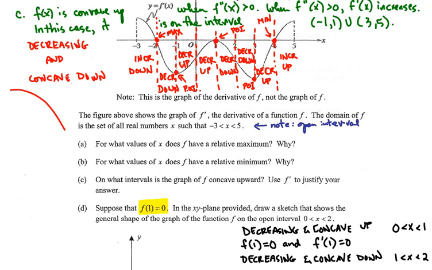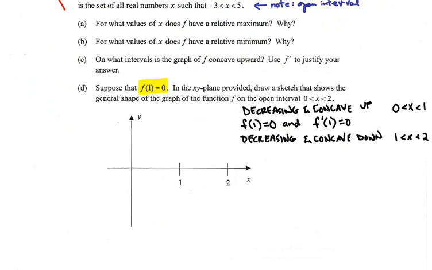All right, I'm just going to quickly go ahead and graph that information. Decreasing and concave up from 0 to 1, f of 1 is 0. Following this, I'm decreasing and concave down from 1 to 2, and making sure I hit the point 1, 0 and have a horizontal tangent at x equals 1. And that's all there is to that. Okay, so we overdid this problem, but it should be helpful in understanding the ideas here.